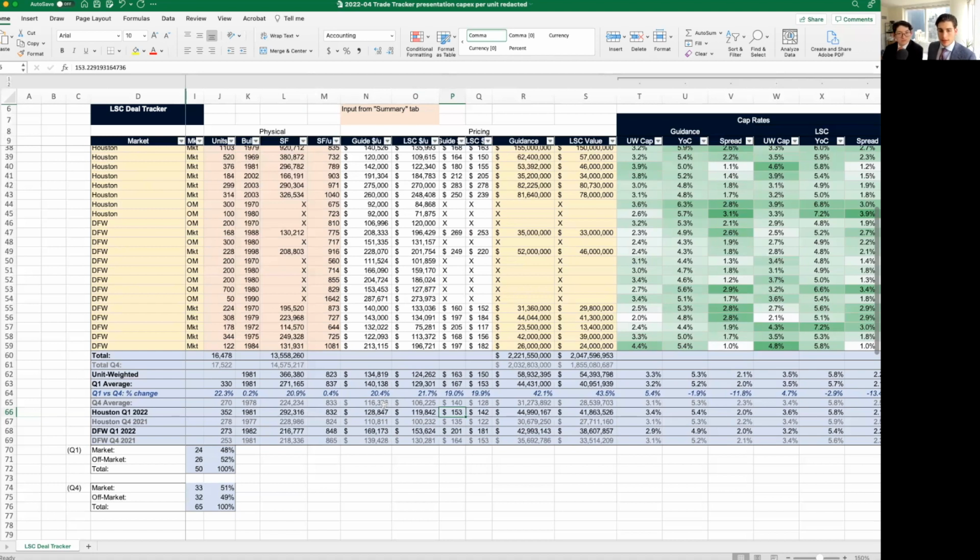So Kenneth is asking about expense growth. We're still underwriting 2% expense growth in our model. Aside from property taxes, which we grow at a faster rate based on the business plan and our property tax consultant's guidance.